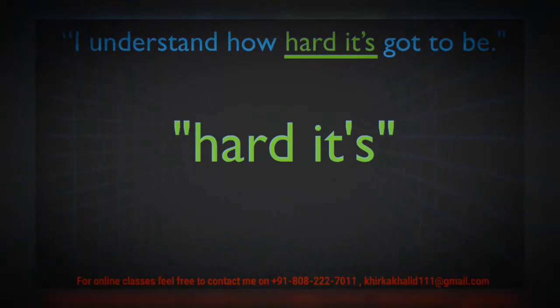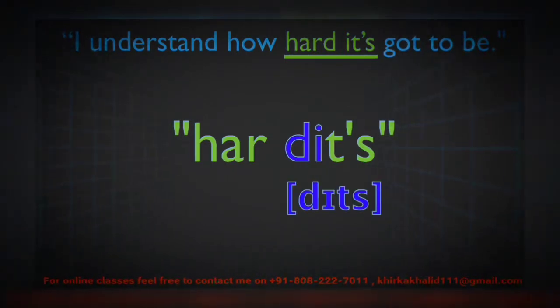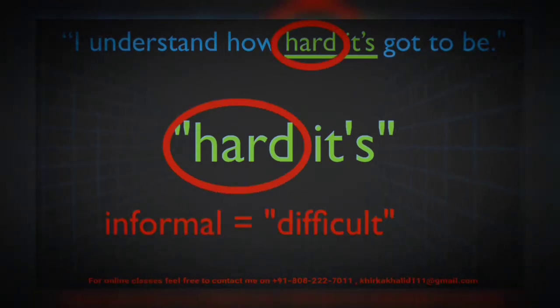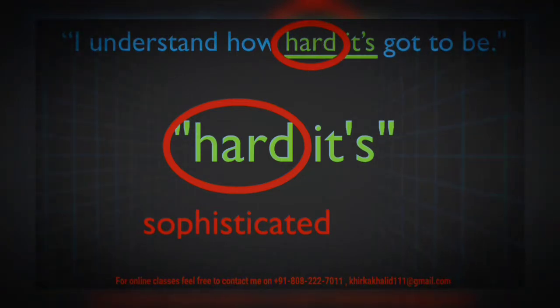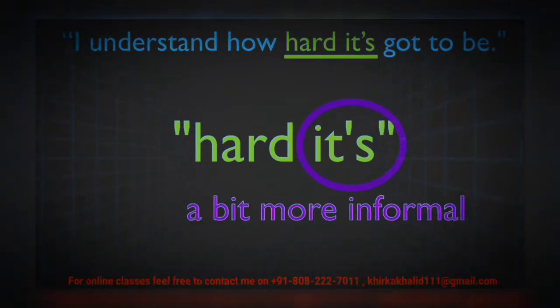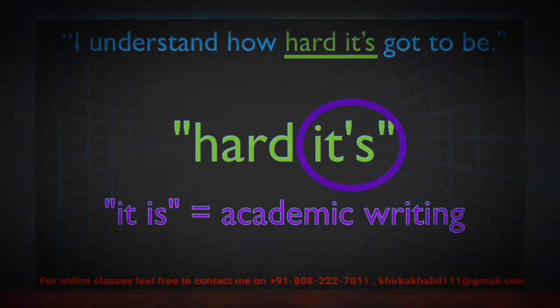Hard-its. Notice how I connected the consonant D in hard to the vowel I in it to say dits, hard-its. Note that hard is the most informal way of saying difficult. If I were speaking or writing in an academic or work setting, I would have used a more sophisticated term such as difficult or challenging. Note also that it's is a bit more informal and should be avoided in academic writing. You would write it is, or better, replace it with a more sophisticated verb.